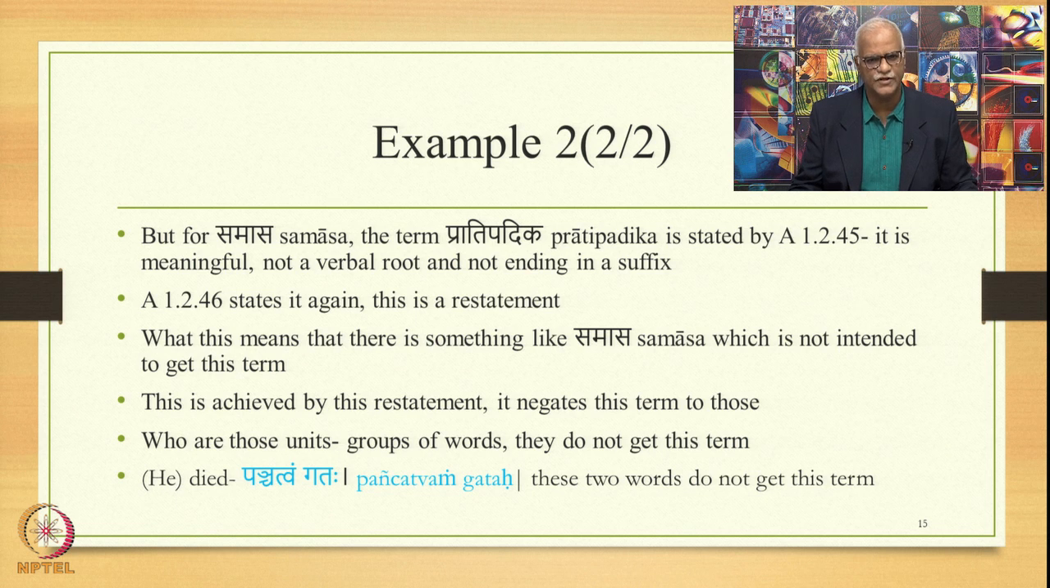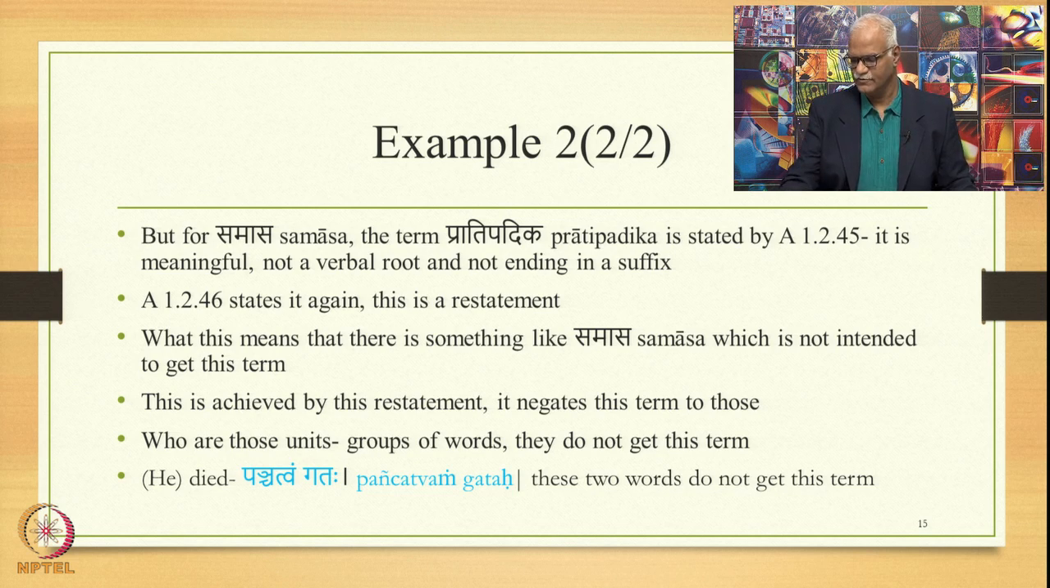Now which are those units, groups of words? They do not get this term. Groups of words is that unit which is like Samasa. Samasa is constituted by two padas, two subantas. We have already studied this. And so a group of words which is also constituted by words, padas, is like Samasa, but still it is not termed Pratipadika primarily because only Samasa gets the term Pratipadika and not these others.